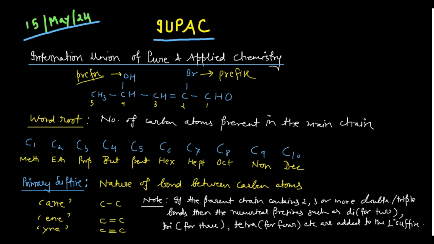Similarly, if you have 3 double bonds, you will use tri, and if you have 4 double bonds, you will use tetra, and so on. It is very, very important. And the same is true for the alkyne as well. If you have one triple bond, then it's simply alkyne. If you have two triple bonds, then diyne. If you have three triple bonds, then triyne. So it is very, very important.